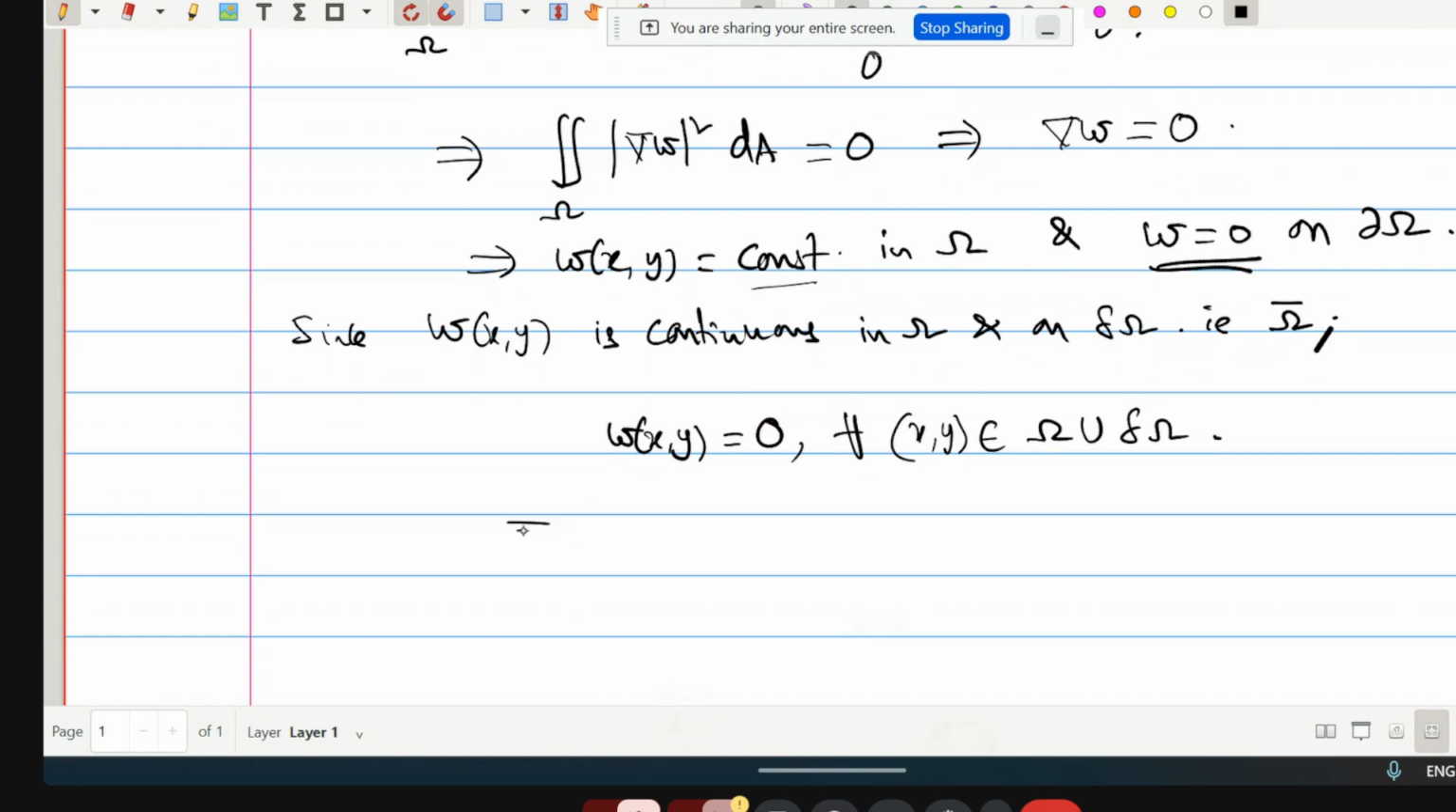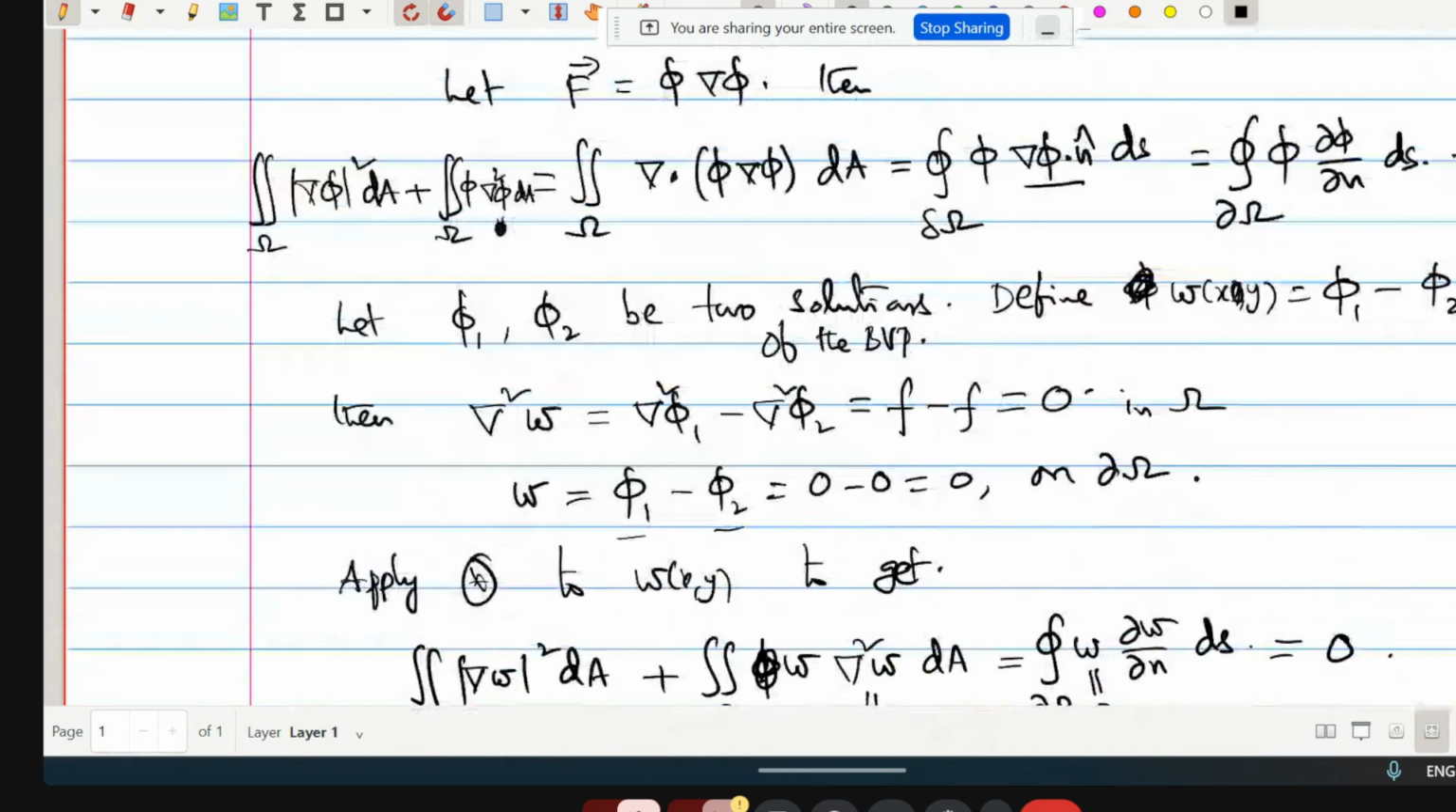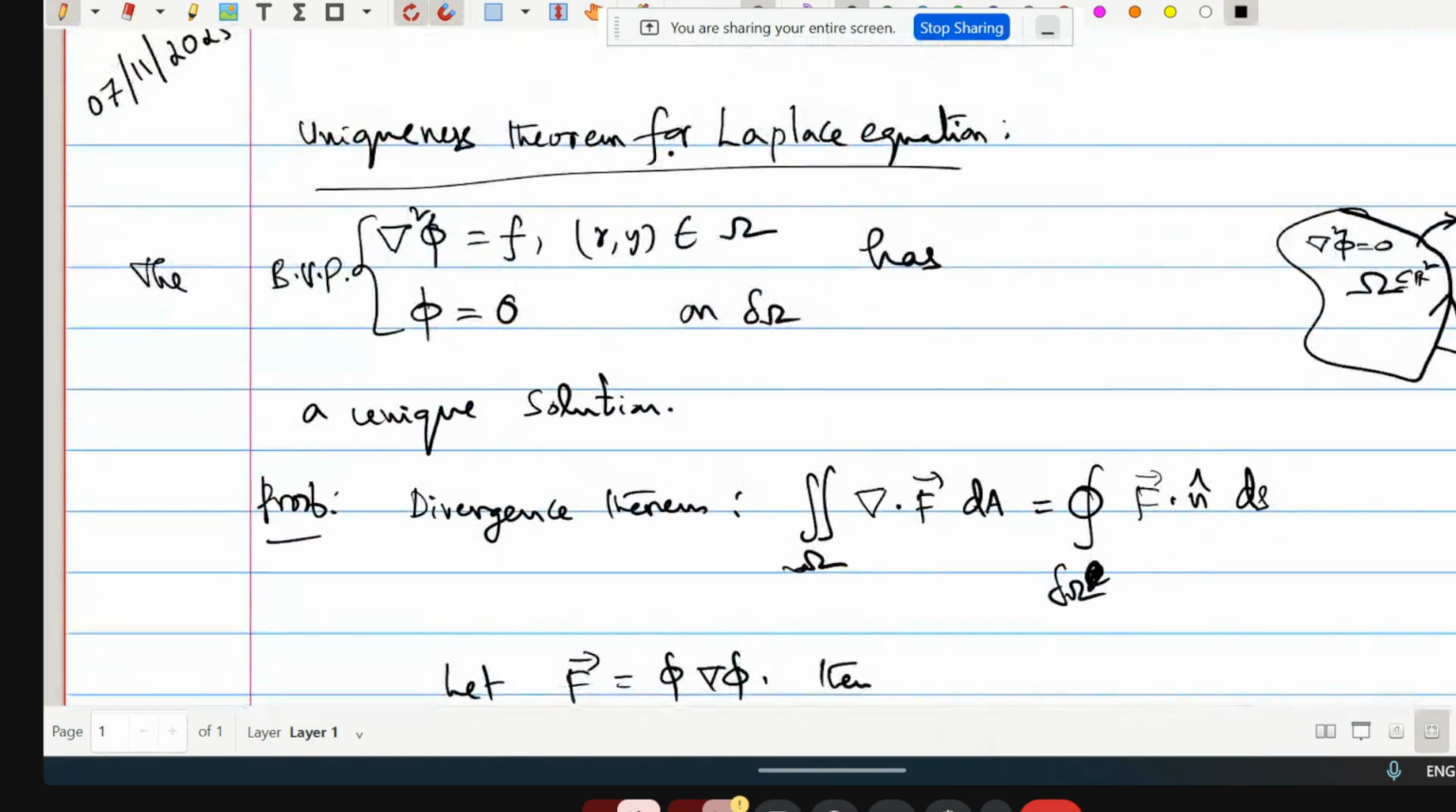So what is W? Phi1 equal to phi2. That implies uniqueness for the boundary value problem. If you replace it with the Robin condition, you will get a similar proof. So this is the uniqueness proof from the fluid mechanics point of view.